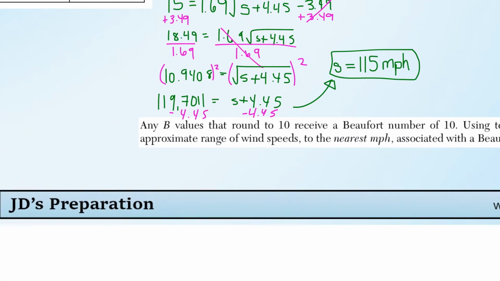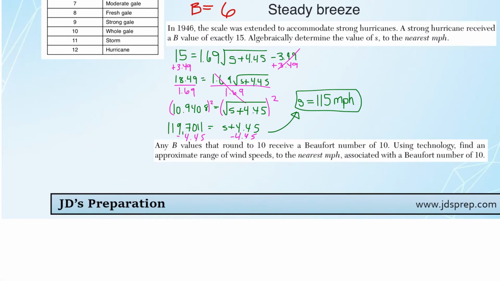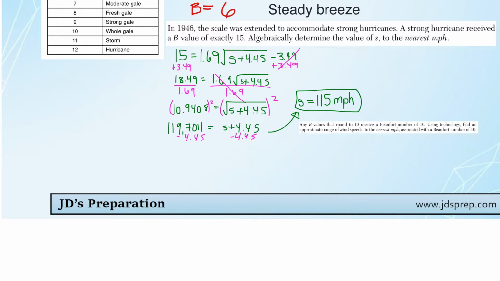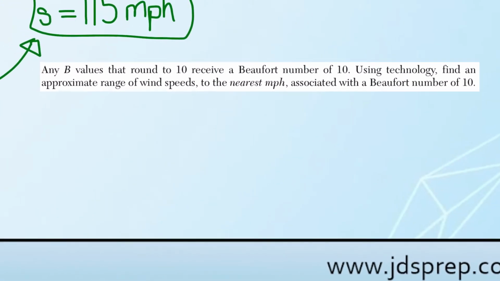Moving on to the last part of the question here. It says that, well, actually, hang on, let me move this down here. Just need a bit more space. Okay, so any B values that round to 10 receive a Beaufort number of 10. So what we need to find is the approximate range of wind speeds associated with that number of 10. Well, when we're talking about numbers that round to 10, we can think of any number that's 9.5 or greater, or something that's less than or equal to, not quite 10.5, but let's say 10.49, so a little bit less. Any of those values would round to 10.